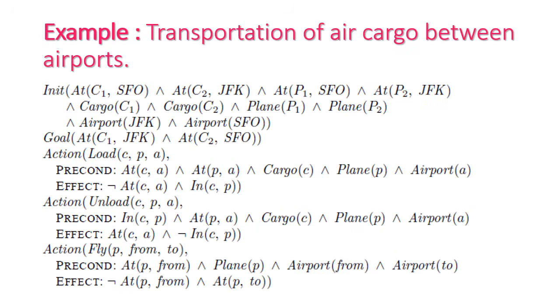And this is an example for forward state space search. We have already seen this example, that is transportation of air cargo between airports. Here they have described the initial state and goal state, using only literals, and they have described three actions. First one is load action, second one is unload action, and the last one is fly action. Here they have described only the actions, and they don't describe which action will execute next or how many actions will be executed during the program execution.